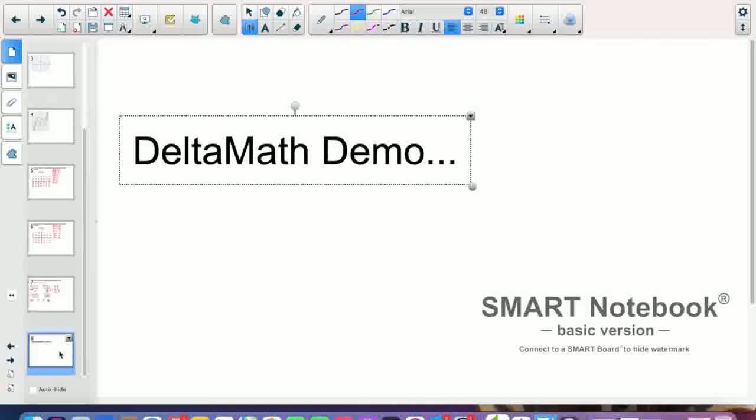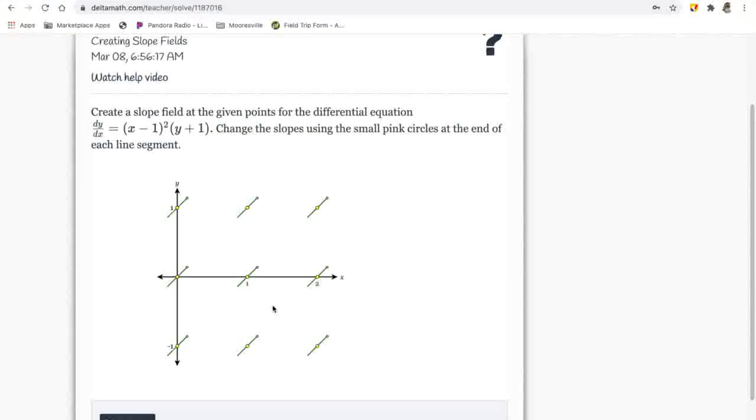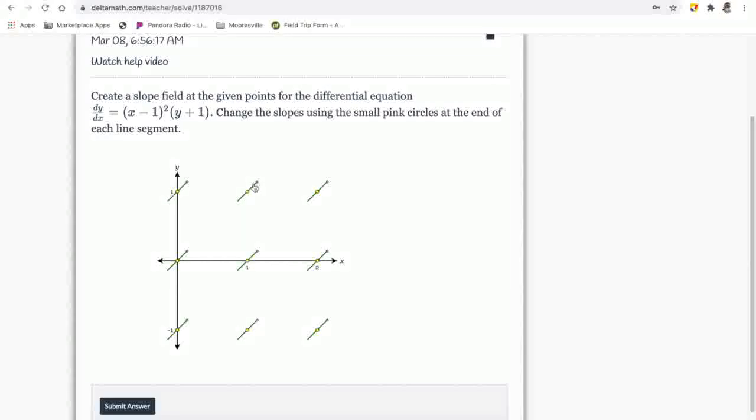So now I want to look at Delta Math. I want you to see how to draw slope fields in Delta Math. You're going to do a section that is slope fields multiple choice. That's fairly similar to what we just did in that last example. But they might ask you to create a slope field. And notice here, they have given you little lines. And this is nice, they only give you 9 points to deal with. So you don't have to deal with so many points at a time.